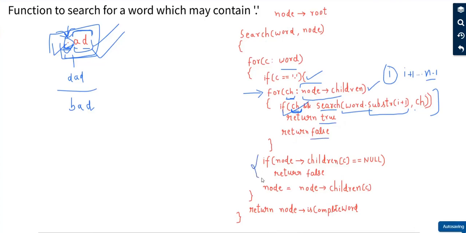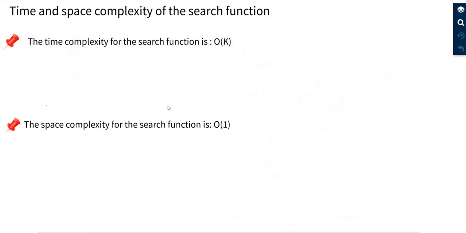Finally, this is the naive case where we are checking if the character C is present in this particular node or not. If it is not present, then we return false. Otherwise we move to the node which this node is pointing to. And finally we check if the ending node is marked true or not. If it is marked true, then we return true. Otherwise we return false.